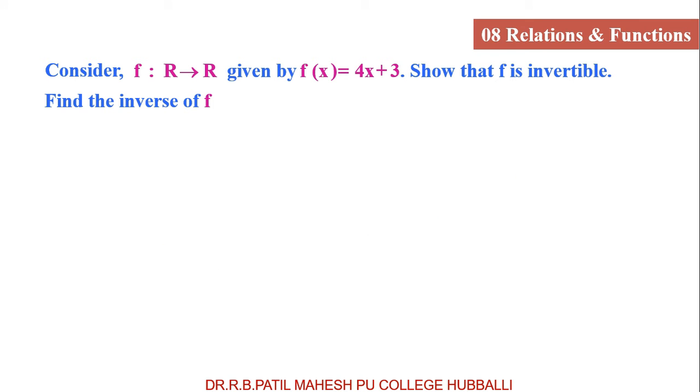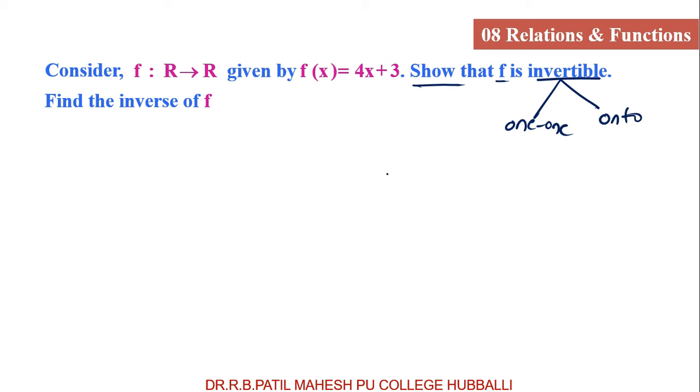Let me take the next question. Very important for 5 mark. Consider f from R to R given by f of x equal to 4x plus 3. Show that f is invertible. Find the inverse of f. Students, show that f is invertible. So here it means that you should prove the function is 1-1 and the function is onto.